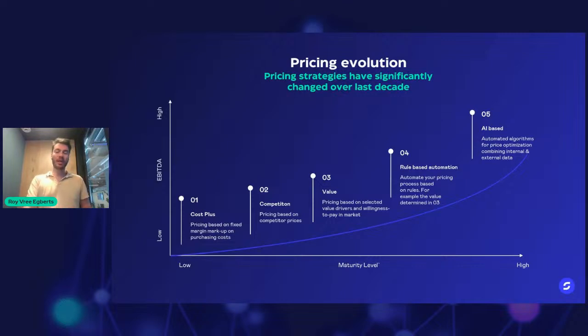And then you have four, and that's the rule-based automation pricing. That's when we talked about really about price automation. So that's basically your cost-based plus strategy, or your competitor information, all that information that comes in, or your value mapping.